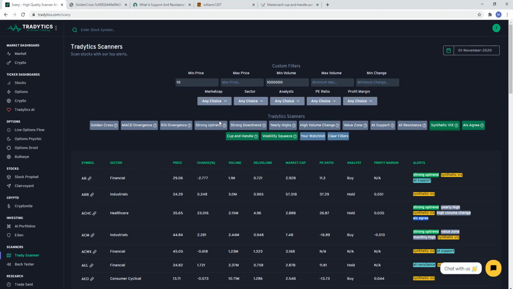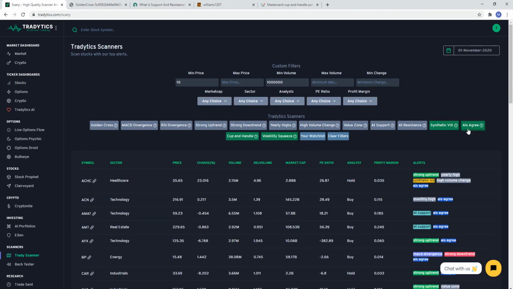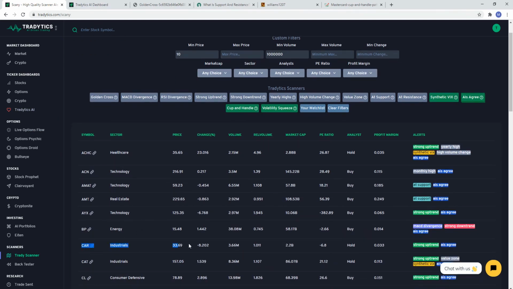The next filter is about all our AI tools agreeing with each other. Some of our AI tools use different input data to make predictions, which can sometimes cause them to make contradictory predictions. In order to address that, we built this filter that only shows you the stocks where our AI predictions are the same. This provides more confidence if you want to swing trade a stock.